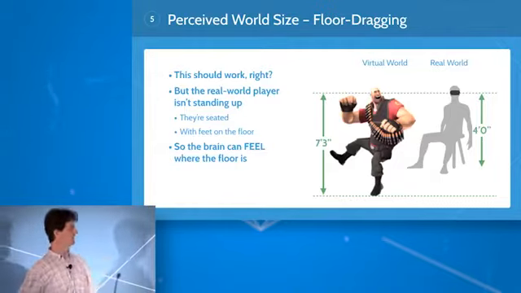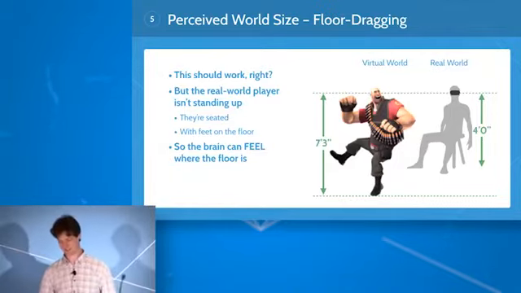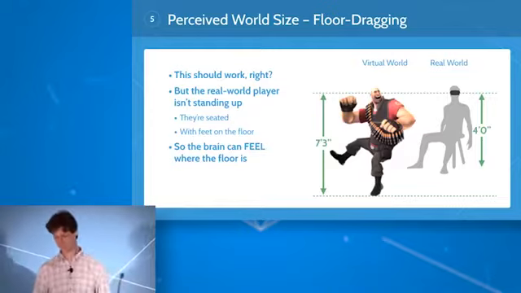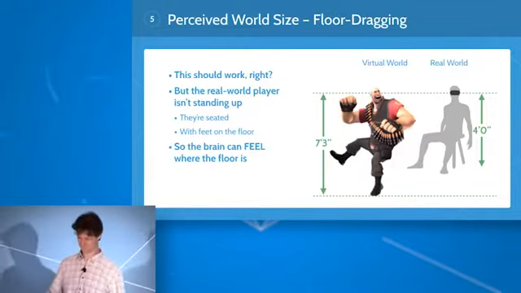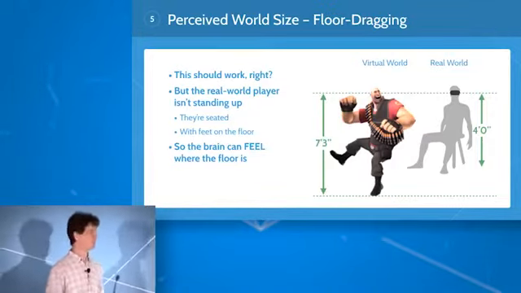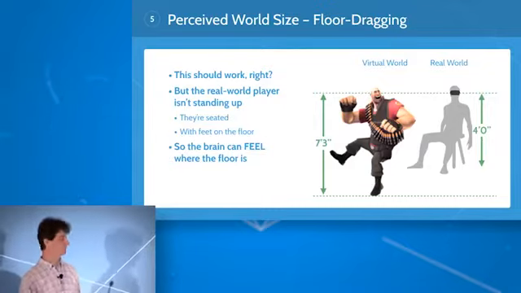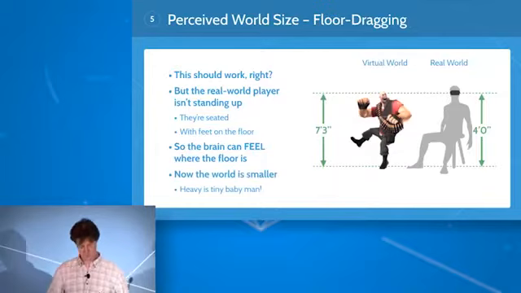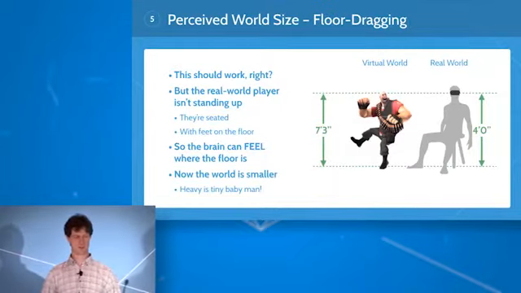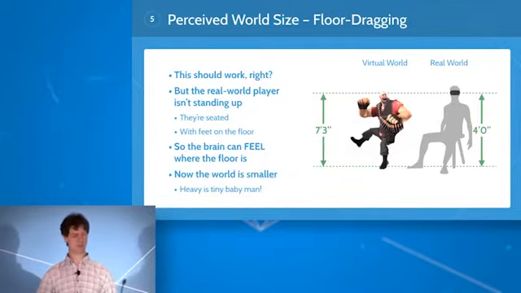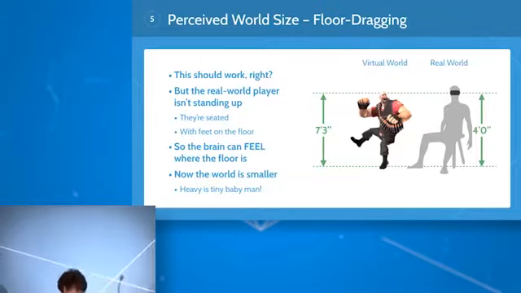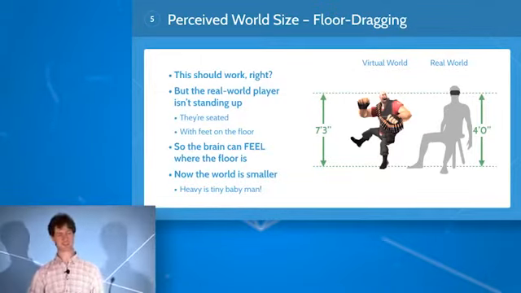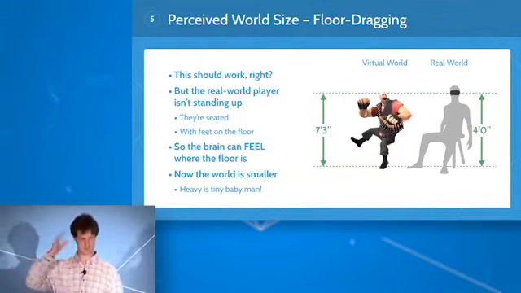I'm playing Heavy, I'm 6'3", this is fantastic. But I'm not standing up. I'm sitting down. My eyes are not 6 foot off the ground. They're 4 foot off the ground because I'm sitting down. And my feet are on the floor. Now, the brain trusts where my feet are. It can feel, right? It knows where my limbs are, all this sort of stuff. And it trusts that way better than this dodgy vision system, right?